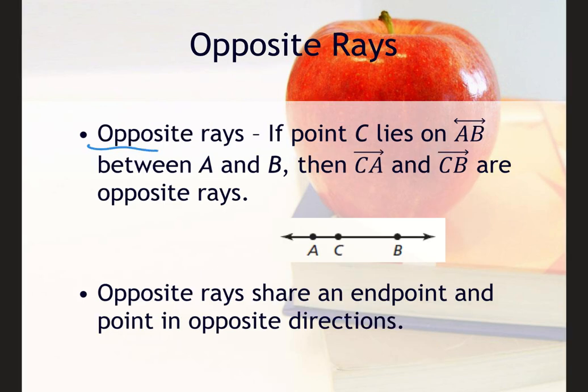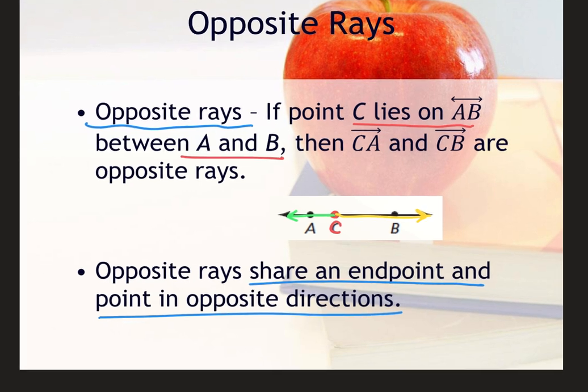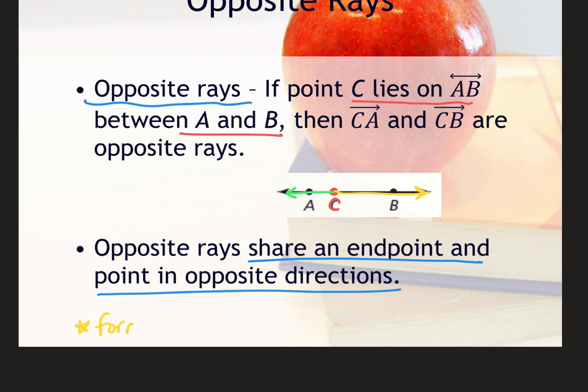Opposite rays are rays that share the same endpoint but point in opposite directions. So in this diagram, if C lies on AB between A and B, which is the case, it's not necessarily equally distanced between them, but it is in between A and B, then CA would be opposite to CB. So ray CA and ray CB are opposite rays. And note that opposite rays form a line. One continuous line.